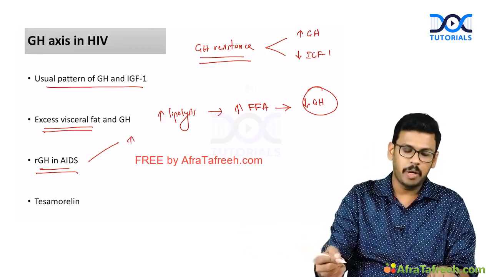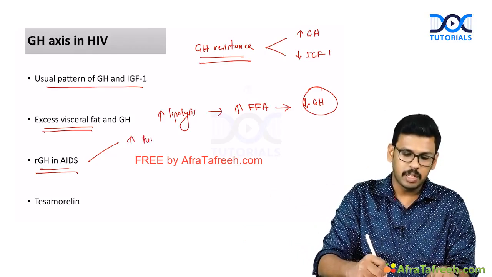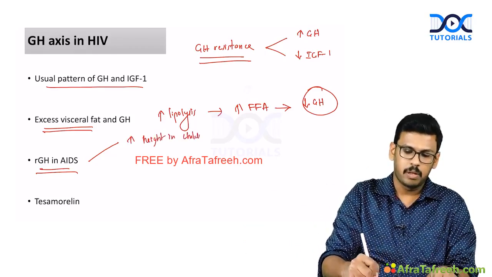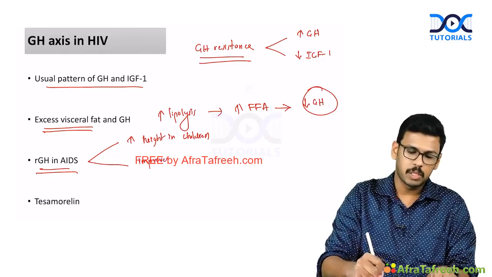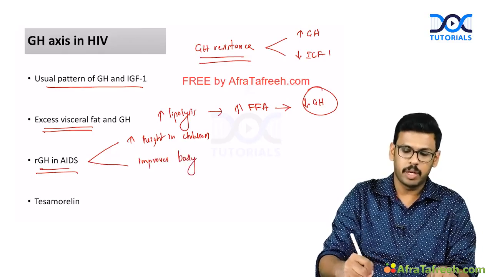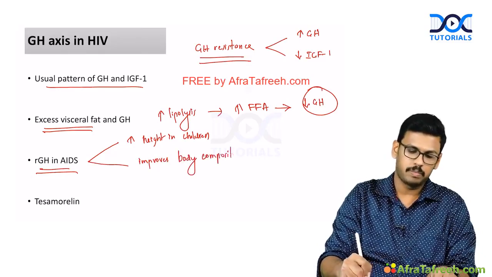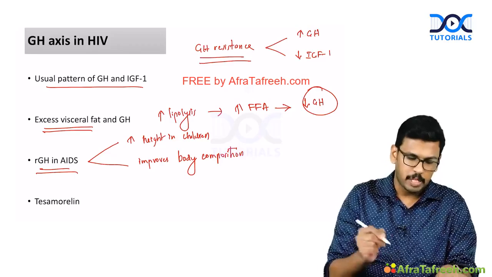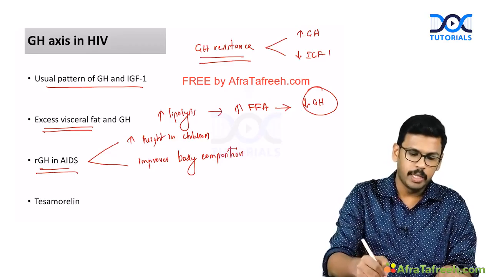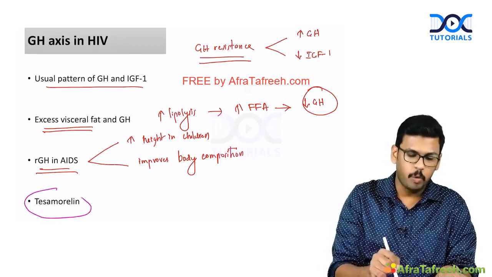Giving recombinant growth hormone will increase height in children, and it also improves the body composition in HIV infection, by at least partially reversing the lipodystrophy changes. And one drug that you will have to learn in this area is tesamorelin.